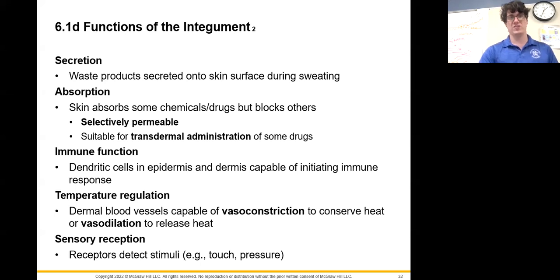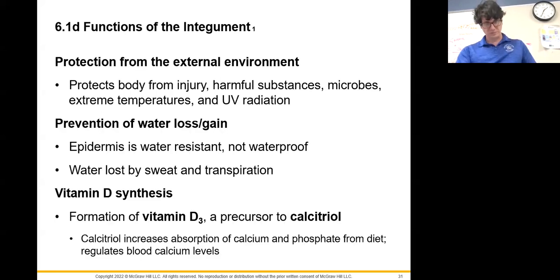All right, so we have protection from the external environment. We have water loss and gain. Vitamin D synthesis is something we mentioned but didn't really talk too much about. Vitamin D synthesis is very important. Vitamin D is a precursor to a molecule called calcitriol. Calcitriol is going to make it so that if we take in calcium or phosphate in our food, we are going to be able to absorb that and then make use of it.